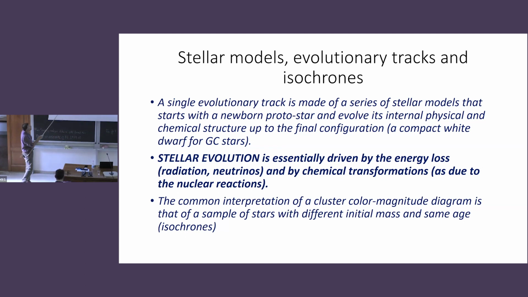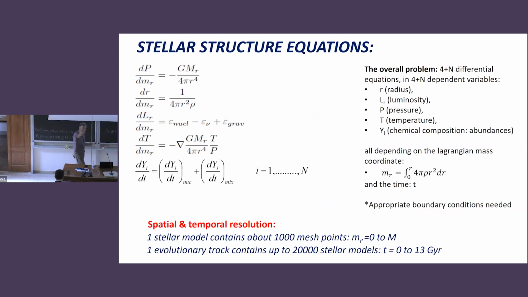And we need to repeat this calculation for different masses, because what we observe, remember, is an isochrone. So different masses, same age. So we need to suppose that the age of the cluster is 12 gigayears. We have to pick the point along the evolutionary sequence corresponding to 12 gigayears of different evolutionary tracks corresponding to different masses. And this allows us to construct an isochrone to be compared with the color magnitude diagram that we have seen.